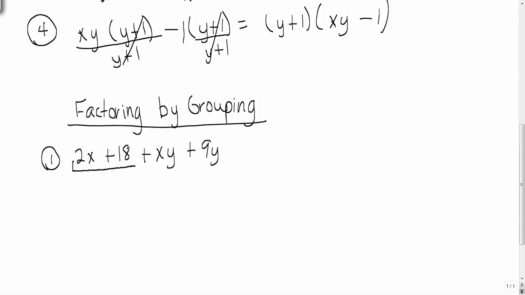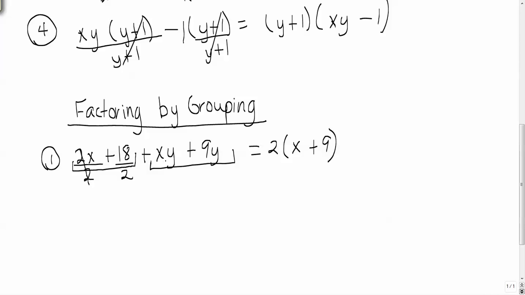If we group these two together, they have a common factor of 2. And if we group these two together, they have a common factor of y. All right, so if we group the first two together, we see we have a common factor of 2. Write the common factor down and open your parentheses behind it. Now go back and divide those two terms by 2. The 2's would cancel there to just leave you with x plus 18 divided by 2 is 9.